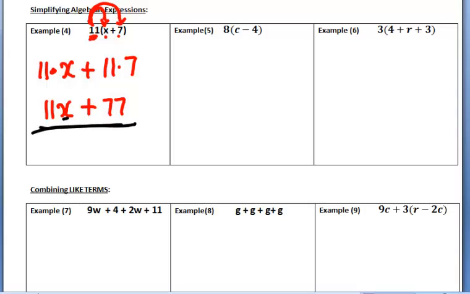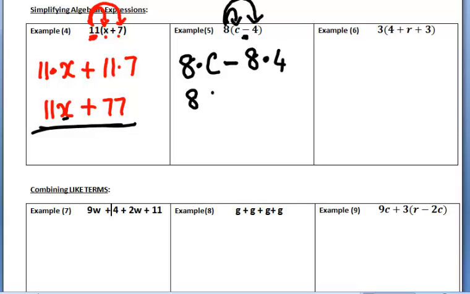Let's do one more. I have 8 times c minus 4. So I have 8 times c, and I'm going to do 8 times 4. Again, this little bit of one-second step with the arrows will keep it straight in your head. All right, I'm going to rewrite this as 8 times c minus, because that's what it says, minus 8 times 4. 8 times c is 8c, minus 8 times 4 is 32.